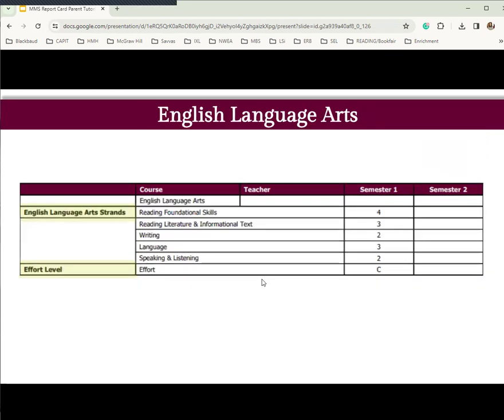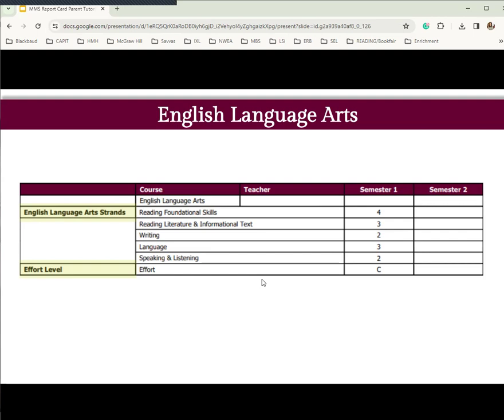So the first content area, or the first subject you will see on your child's report card, is English Language Arts, or ELA. Now, one of the main differences of this grading system compared to the traditional grading system is that you no longer have one grade for ELA.